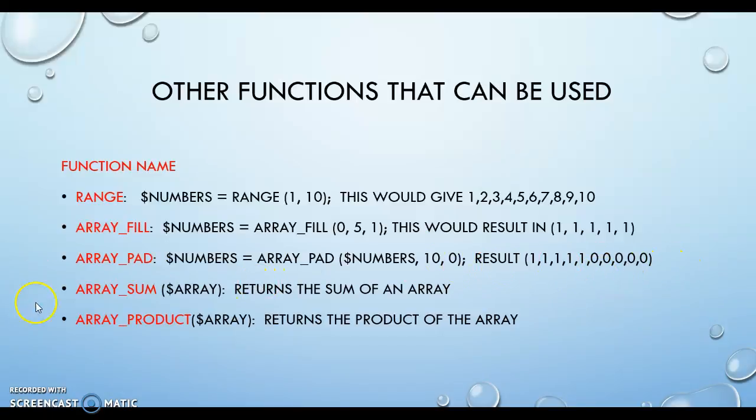And then of course array sum is just that. It adds everything that's in the array and gives you the total. Array product is going to multiply everything here and give you the result after you multiply the whole array. A few other functions that are there would be combining arrays, searching arrays, and sorting arrays, to name a few.